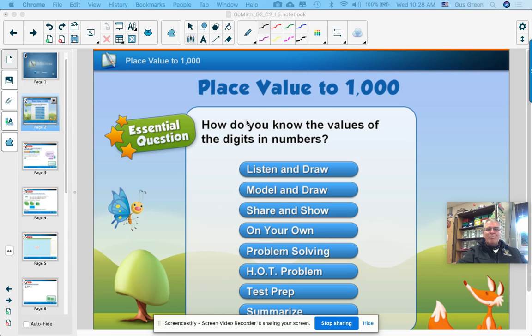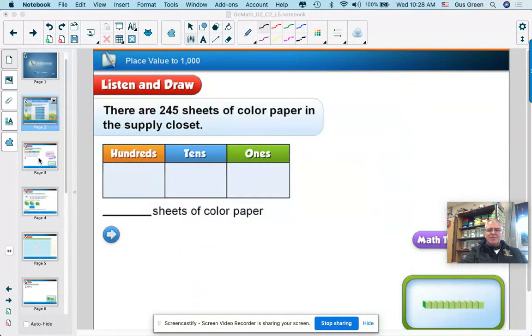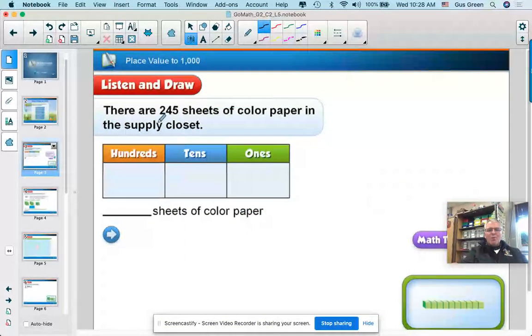We're going to do lesson 2.5 today, and it's super fun because how do you know the values of digits and the numbers up to 1,000? So we're starting to get into some really big numbers, and that's always exciting. Let's start with a smaller one.